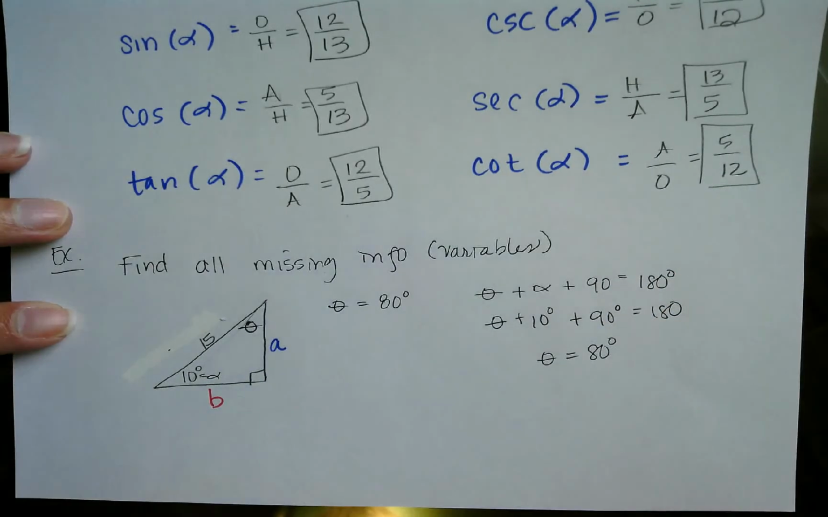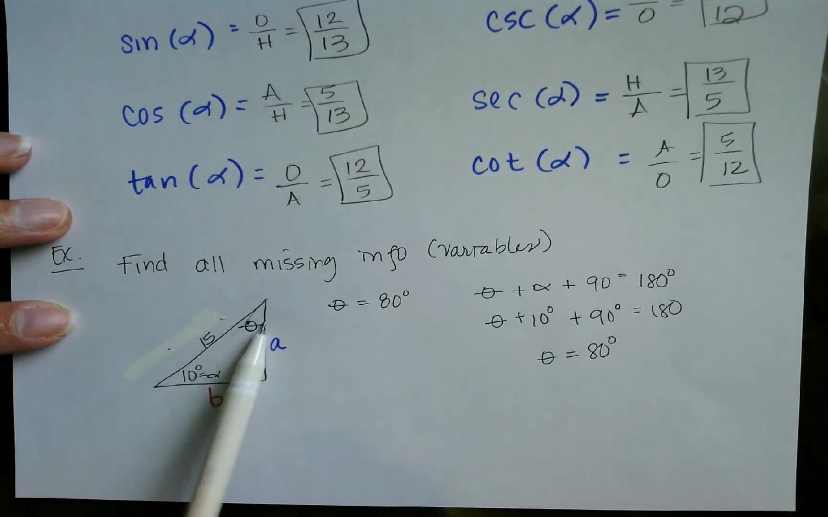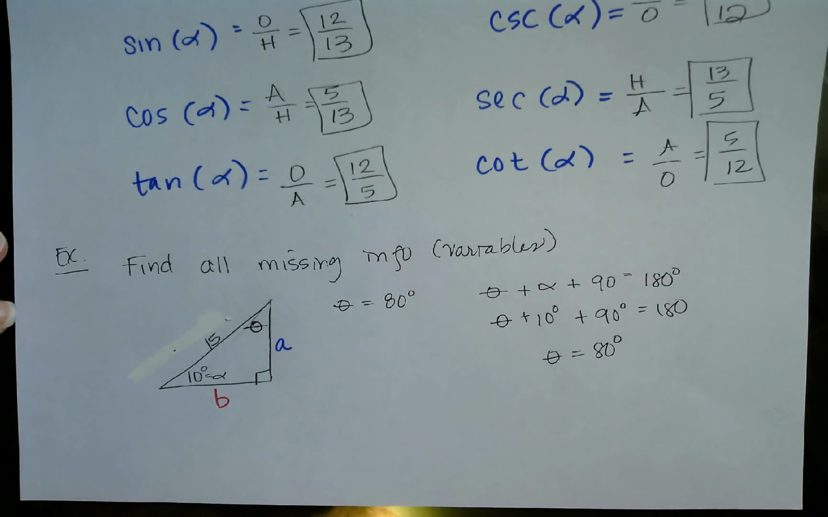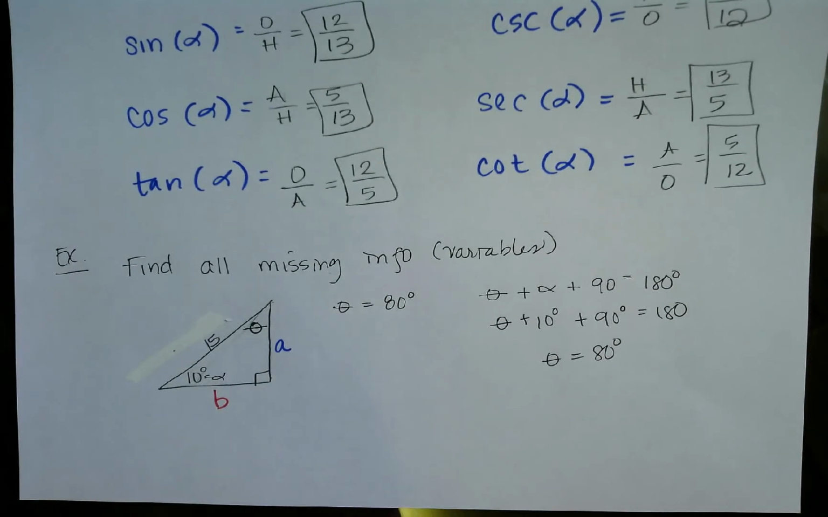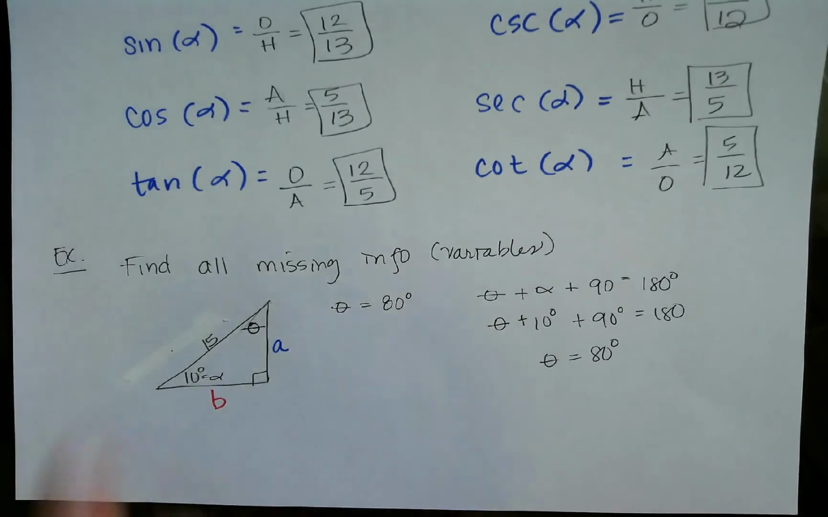I'm sure most of you probably did that in your head. 10 plus 80 is 90. These two add up to 90 all the time, every single time. Okay, because it has to be 90 plus 90 gives you 180. That's the easiest one to do. But just a reminder, all your angles in any triangle add up to 180. Your two acute angles in a right triangle add up to 90. Alright, either way, however you want to look at it, we found one of the pieces of information. Now we got to find the other ones.